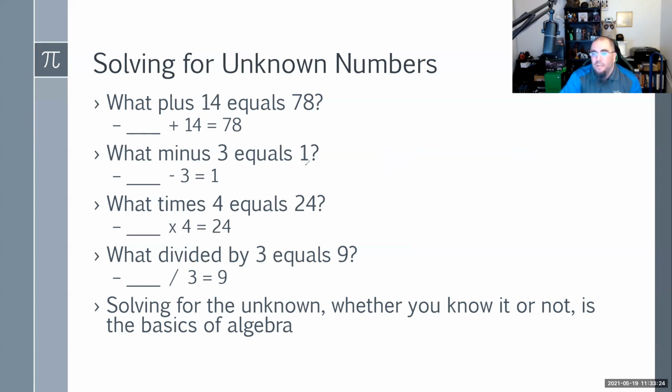What minus 3 equals 1? Well, 4 minus 3 equals 1, right? Because if we add 1 plus 3, we get 4. So this is just solving for the unknown, and it's the basics of algebra.